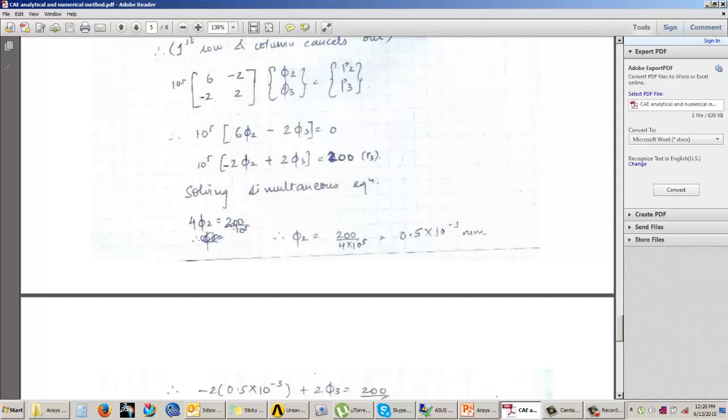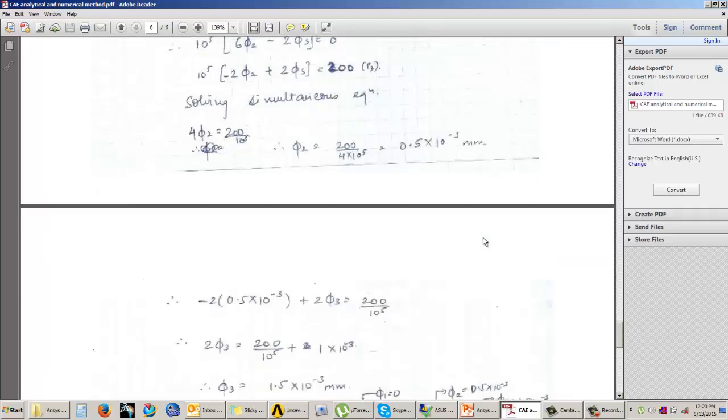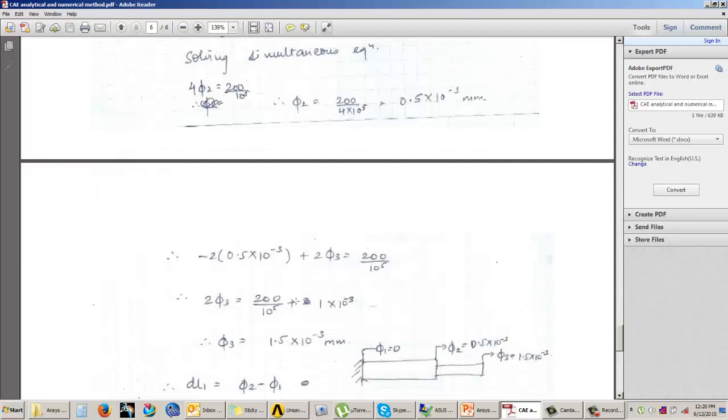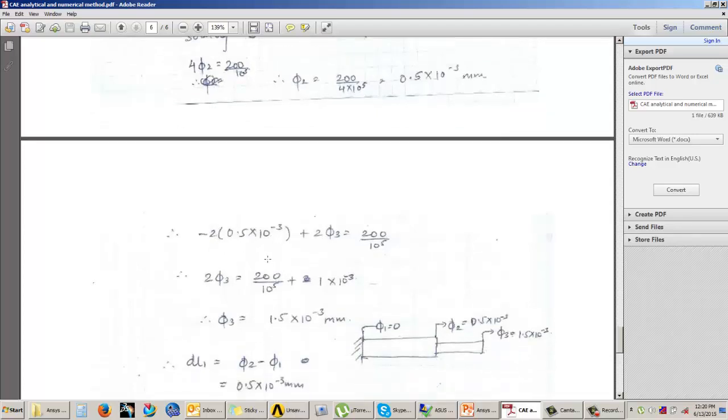4 phi2 is equal to 200 upon 10 raised to 5. Phi2 is equal to 200 upon 4 into 10 raised to 5, which becomes 0.5 into 10 raised to minus 3 mm. So now I have got the value of phi2. We will calculate the value of phi3. If you substitute the value of phi2 in any equation, you will get the value of phi3, that is phi3 is equal to 1.5 into 10 raised to minus 3 mm.